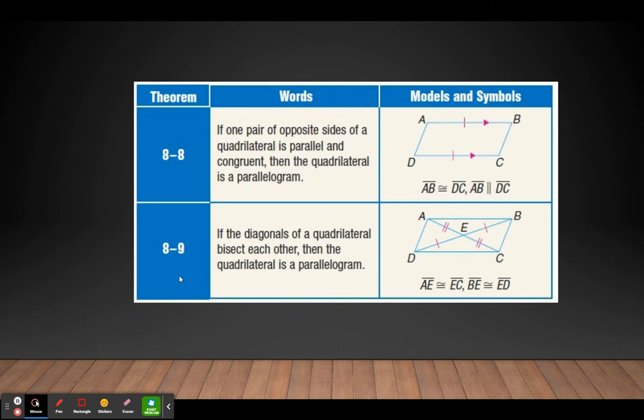All right. And then theorem 8.9 says that if the diagonals of a quadrilateral bisect each other, then the quadrilateral is a parallelogram. So here in this figure, you can see diagonal AC and diagonal BD both bisect each other or cut each other into two congruent segments. All right. E being the midpoint of each diagonal. So quadrilateral ABCD is a parallelogram.